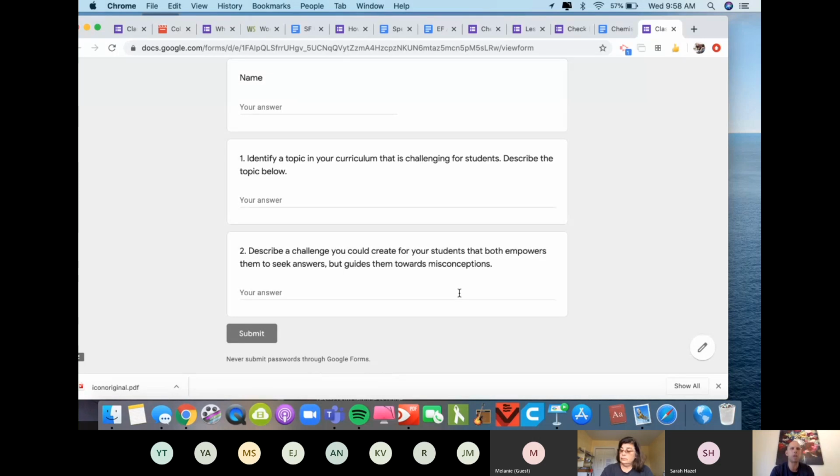And I think it is 2 things. It empowers them to seek answers to their questions, or the question that you were trying to get them to ask, but it also tunnels them or guides them towards misconceptions. And this is the hard thing. We want our students to get it wrong here, because the more they get it wrong here, the more tension they're going to feel between the world as they know it and the world as it is.